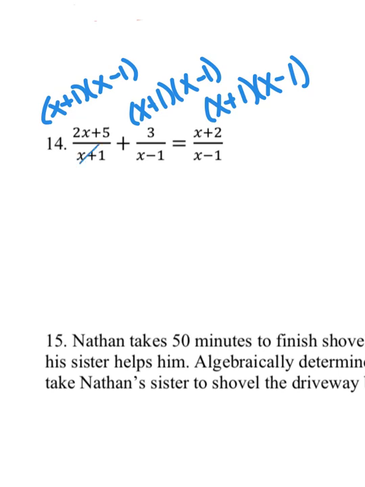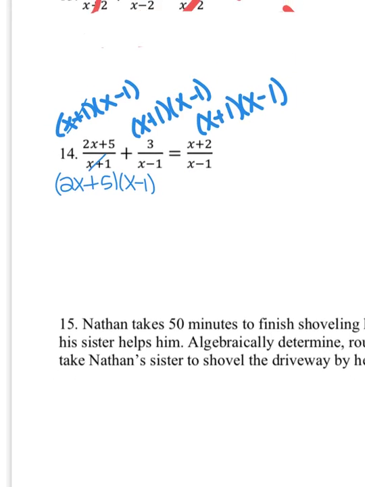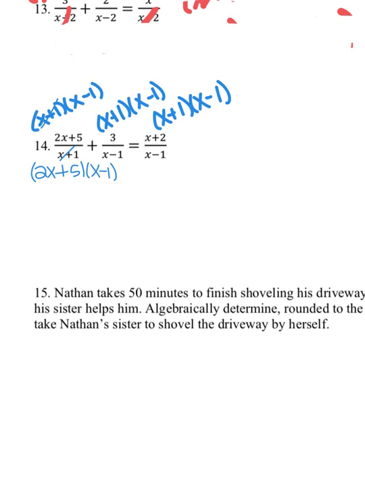For the first fraction, x plus 1 cancels. I am left with 2x plus 5 times x minus 1. So it's a little tougher now because I'm going to have to double distribute. Plus x minus 1 cancels. I have 3 times x plus 1 equals x minus 1 cancels. X plus 2 times x plus 1. Now I multiply everything out.